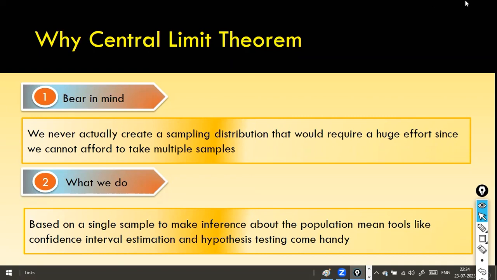Before I wrap up, a quick summary of what we discussed. We discussed what inferential statistics is all about, what a population is, and what sampling is. We also discussed the sampling distribution and the different types of sampling techniques, followed by the central limit theorem.